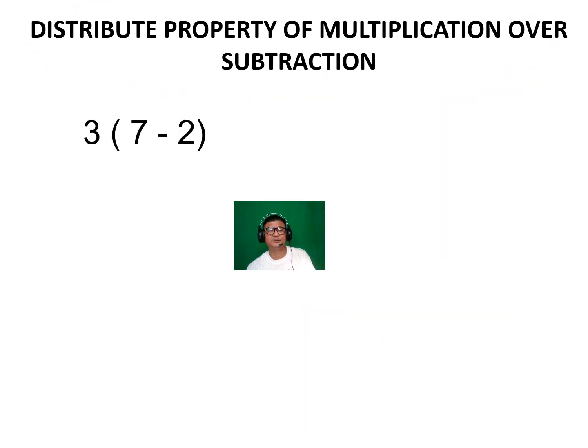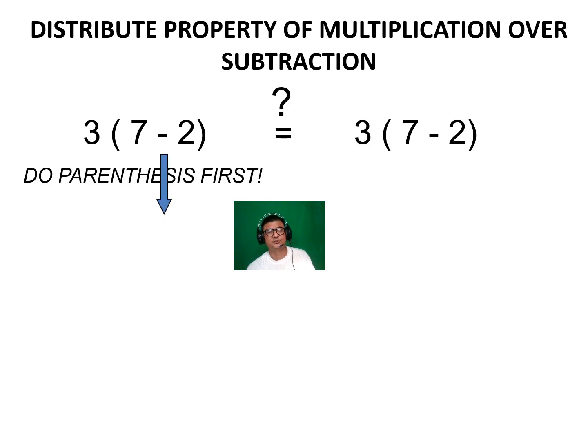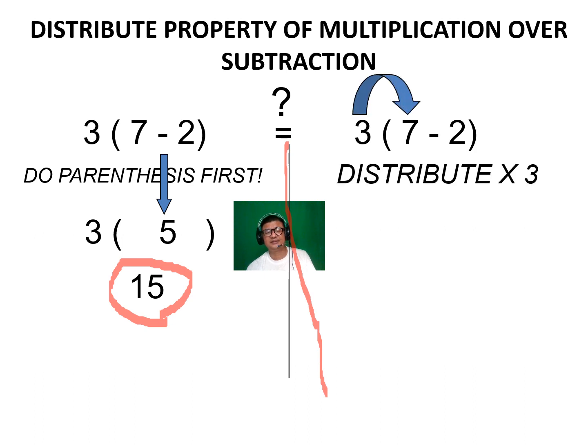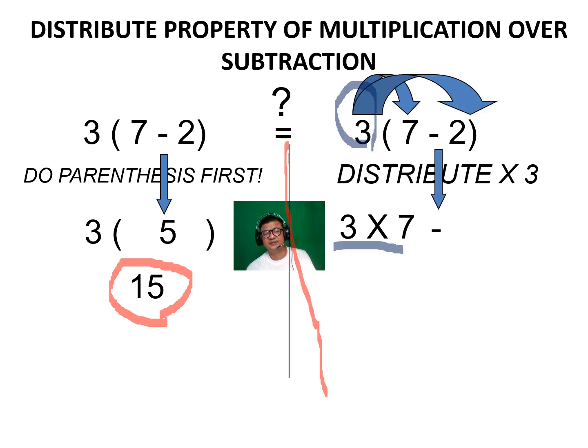How about the distributive property of multiplication over subtraction? Again, let's do this one first. Parentheses first, you get a 5, right? 5 times 3 is 15. Now, let's work on the other side. Again, the 3 will be distributed. Look at this 3. 3 was distributed to 7. And 3 was also distributed to 2. There you go. All right, this is the 7.